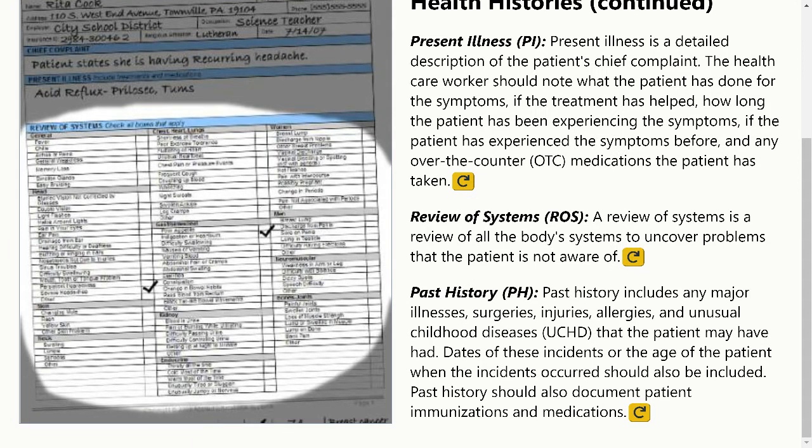Your past history includes any major illnesses, surgeries, injuries, allergies, and unusual childhood diseases that the patient may have. Dates of these incidents or the age of the patient when the incidents occurred should also be included. Past history should also document patient immunizations and medications. So it's important to know what's in your past medical history. Of course, your parents might have a better understanding of what you had going on when you were younger. You probably didn't know. But try to keep up with it, if you had surgery, if you broke an arm one time, or you had to have tonsils removed, or stuff like that.